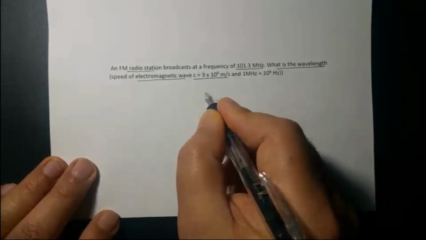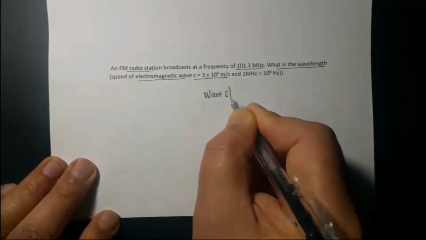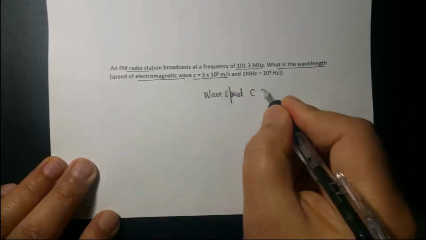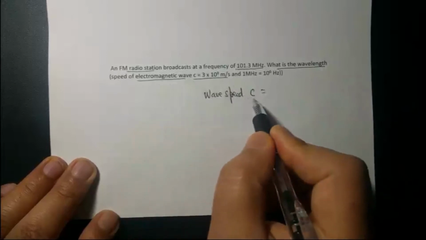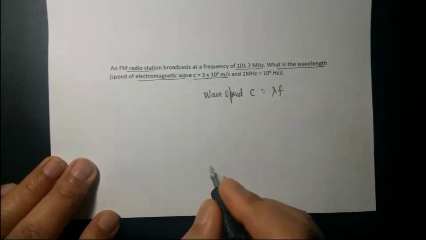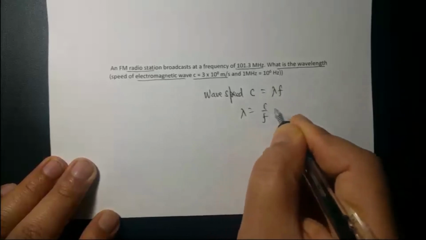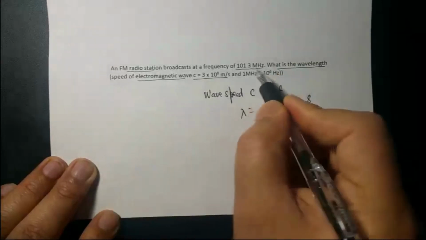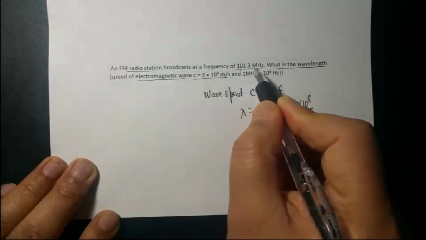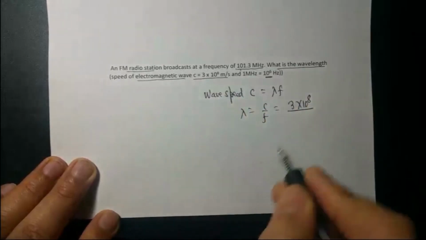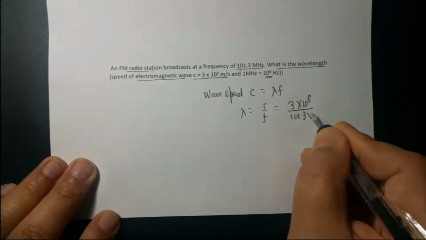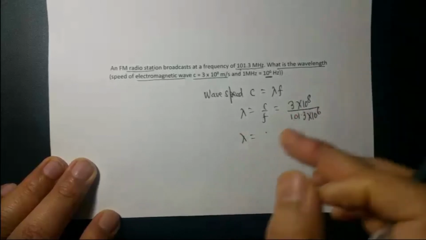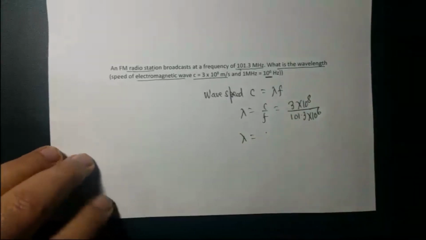So the speed of the wave, in this case c, because this is an electromagnetic wave and we represent its speed in vacuum as c, is lambda times frequency. So the wavelength is c over frequency. c is 3 × 10⁸, and the frequency of the FM signal is 101.3 megahertz. Megahertz is 1 million hertz, so 101.3 × 10⁶. That's your lambda, so you can calculate that.